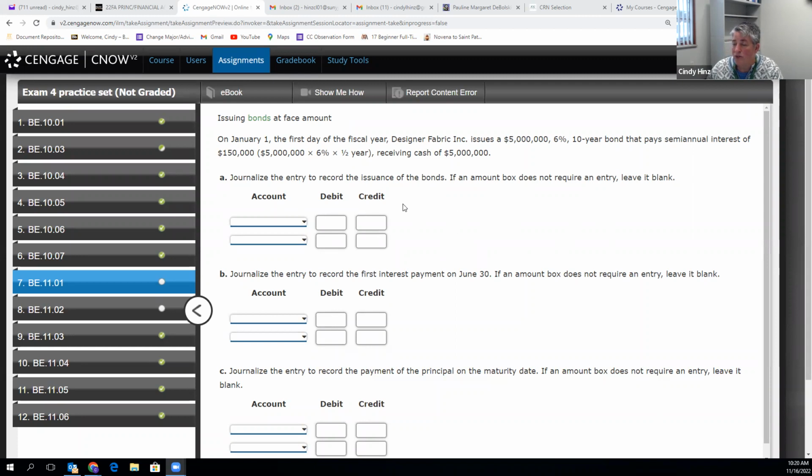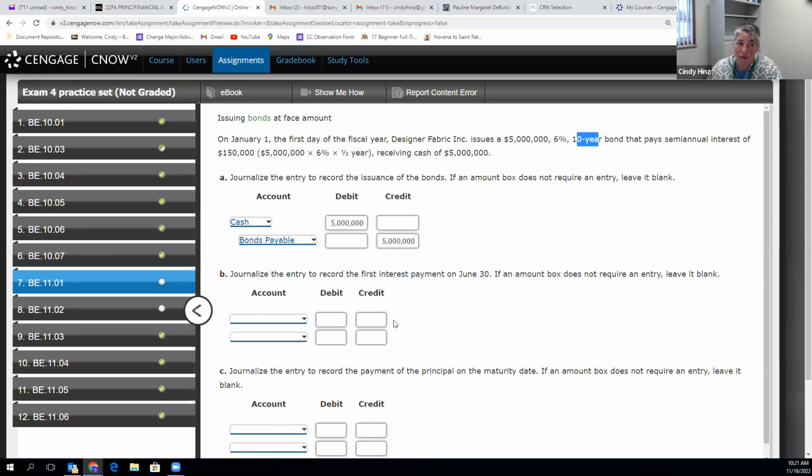In letter A, we're asked to journalize the entry to record the issuance of the bonds. So we sold these bonds for cash. We have a bunch of cash that we did not have before, but we also have a long-term liability. These are 10-year bonds. So we have a long-term liability that in 10 years, we have to pay back that face value. And so that's what we record in bonds payable. As I said earlier, the bonds payable account always has to be the face value, even if they're sold at a premium or discount.